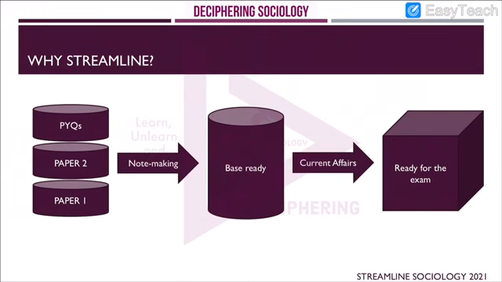Why did we choose this name, Streamline? Streamline means getting rid of the excess material and trying to focus on what is necessary. We may be in different stages of preparation. Some would have covered paper 1, some would have covered paper 2, while others may also have done PYQs. There are some students who have also made certain notes. But even though we are in different stages of preparation, the exam date is fixed. So each one has to speed up his or her preparation according to the level of preparation they are in.